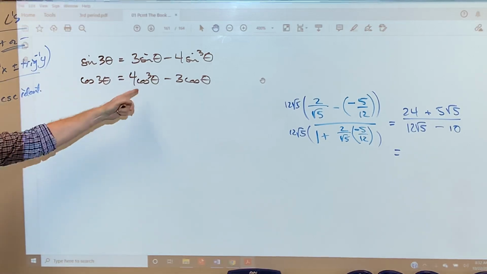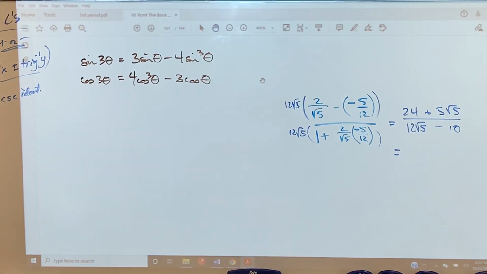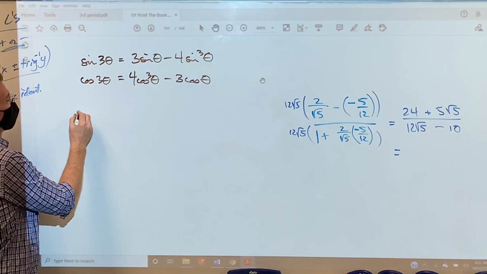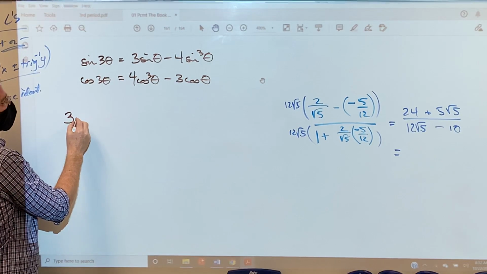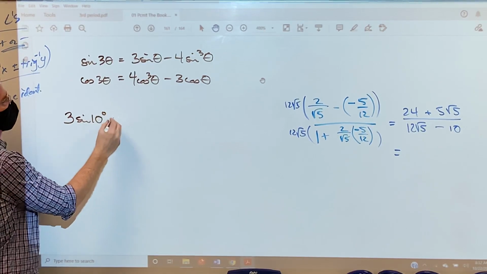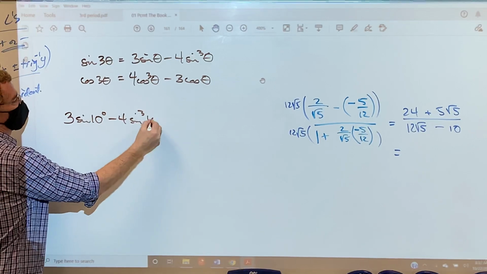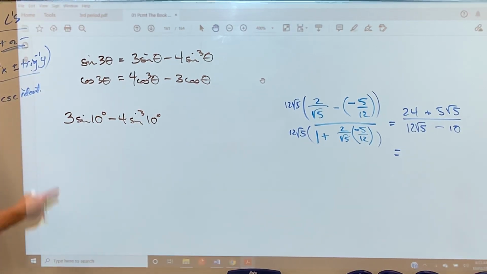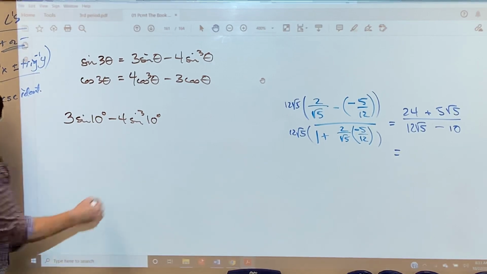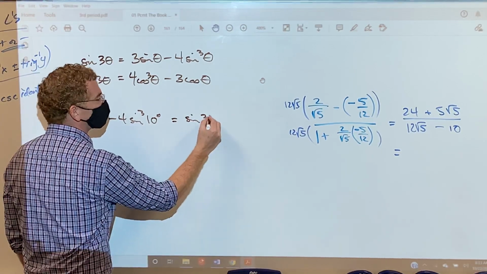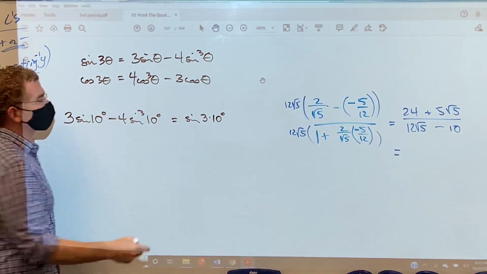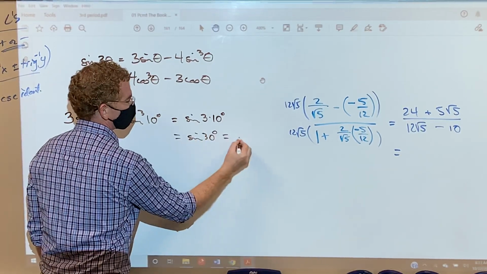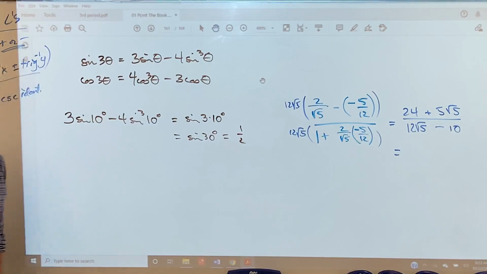And how would you use something like this? What if I had asked you, I don't know, I think I've done this one a number of times: 3 sine 10 minus 4 sine cubed 10. And you look at it and you go, oh my gosh, triple angle sine, right? So you say, well, that's just the sine of 3 times that angle. And 3 times that angle is 30, and sine of 30 is a half, based on our unit circle.